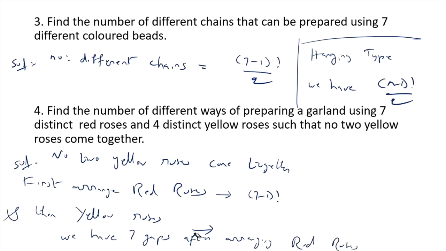So the number of ways of arranging these yellow roses is equal to 7P4. So the total is equal to (7 minus 1) factorial, which is 6 factorial, times 7P4. So these are the total number of different garlands that can be prepared using 7 red roses and 4 different yellow roses, so that no 2 yellow roses come together.